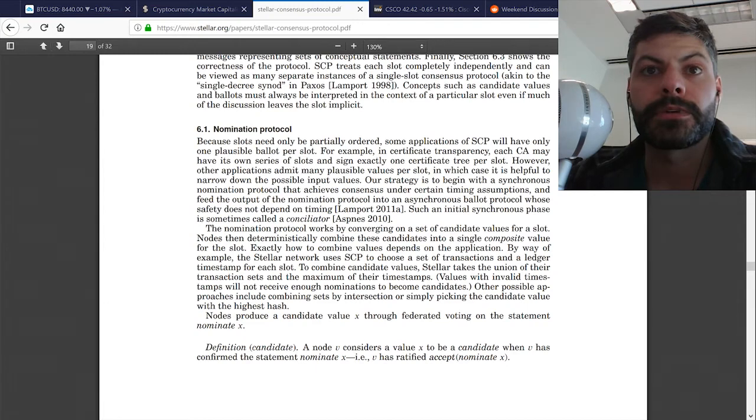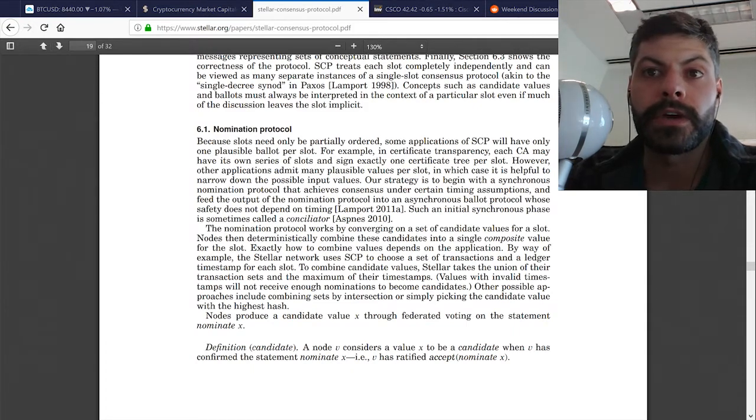By way of example, the Stellar network uses SCP to choose a set of transactions and a ledger timestamp for each slot. To combine candidate values, Stellar takes the union of their transaction sets and the maximum number of their timestamps. Values with invalid timestamps will not receive enough nominations to become candidates. Other possible approaches include combining sets by intersection or simply picking the candidate value with the highest hash.